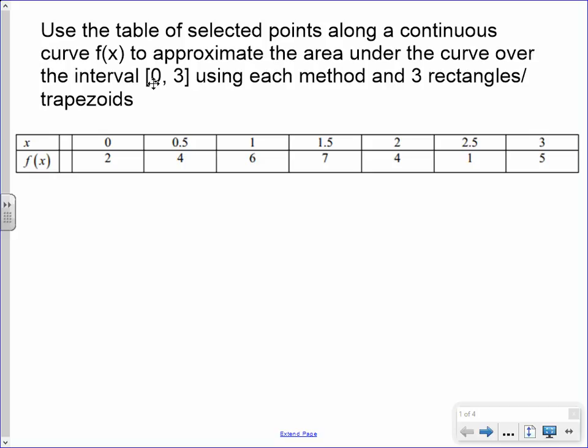We are still finding the area under this continuous curve. But this time, it is actually going to save us some work because they're giving us the function values. We don't have to figure out what those are. Okay, so we're going to do each of the three methods with this, and it's asking us to use three rectangles.